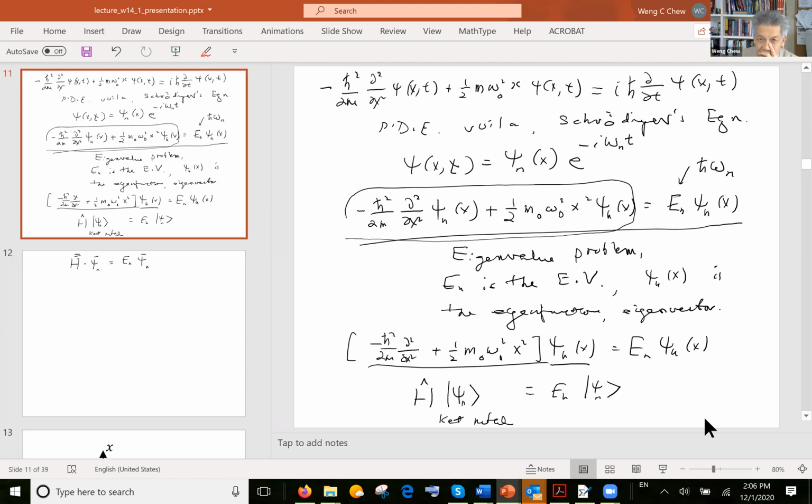So what we have done here is to show that the Schrodinger equation is motivated by Hamiltonian mechanics. It's actually postulated. It can never be derived. It's postulated by Schrodinger.